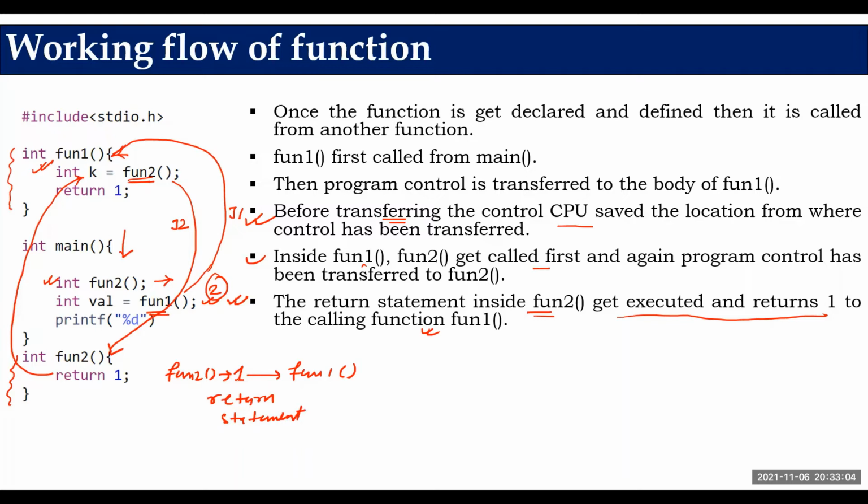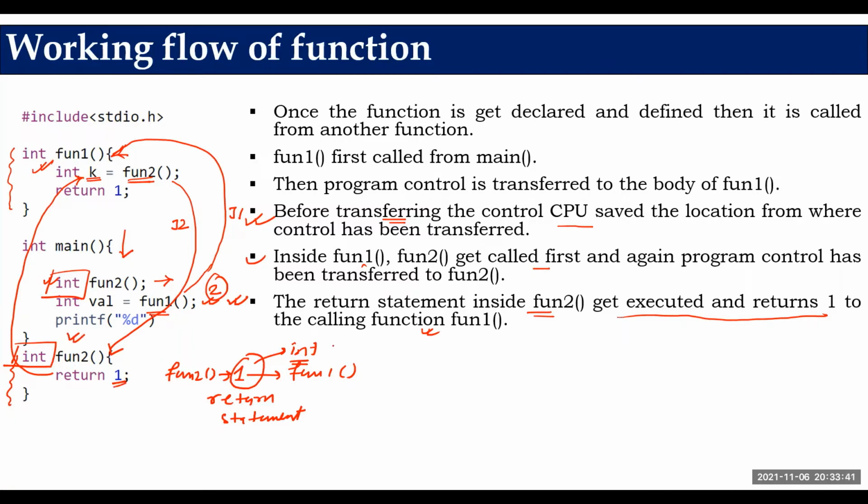Now what is the type of 1? What is the type of value fun2 is returning? Integer type. Correct? So see here, integer type, and see here, the declaration is also integer. So they should match. And for the value it is returning, we need somebody who can catch the return value. If someone gives you something, you need to catch it, correct? You need to pick it. So here we need a variable inside fun1 which can save the value returned by fun2.